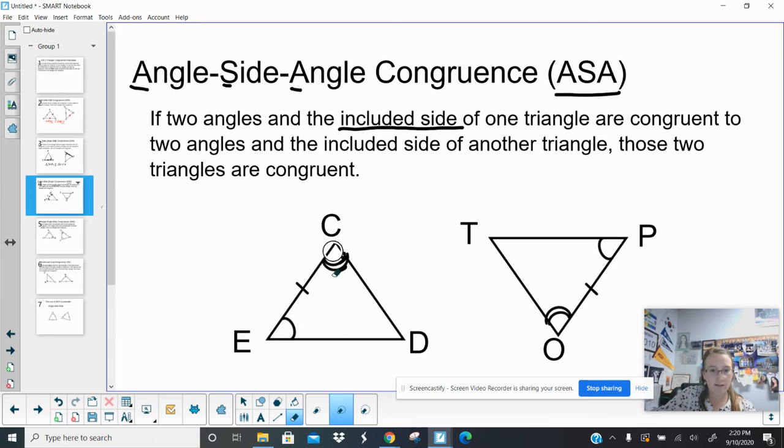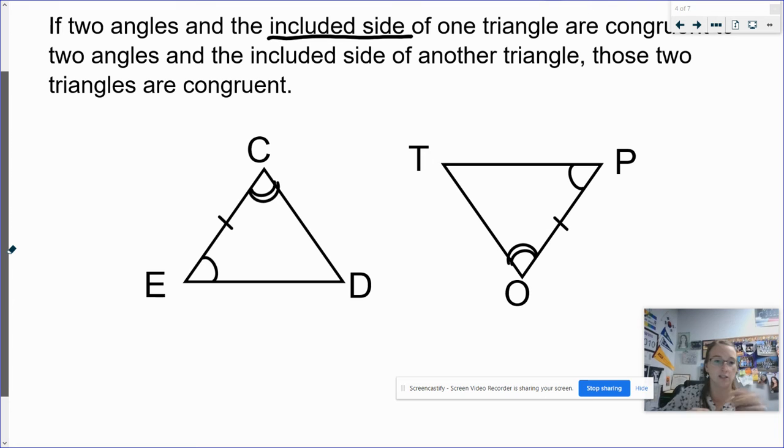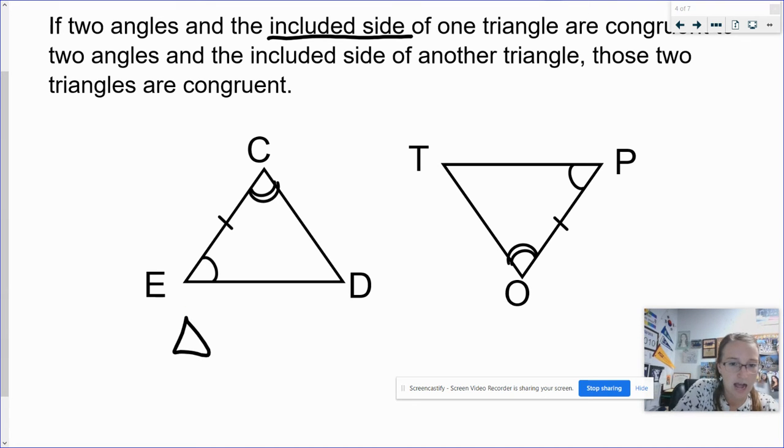So if we have, again, two angles with a side in between them, congruent to two angles over here with a side in between them, we can say these triangles are congruent. So once again, we've got to be careful. I'm going to go ahead and label this DEC.